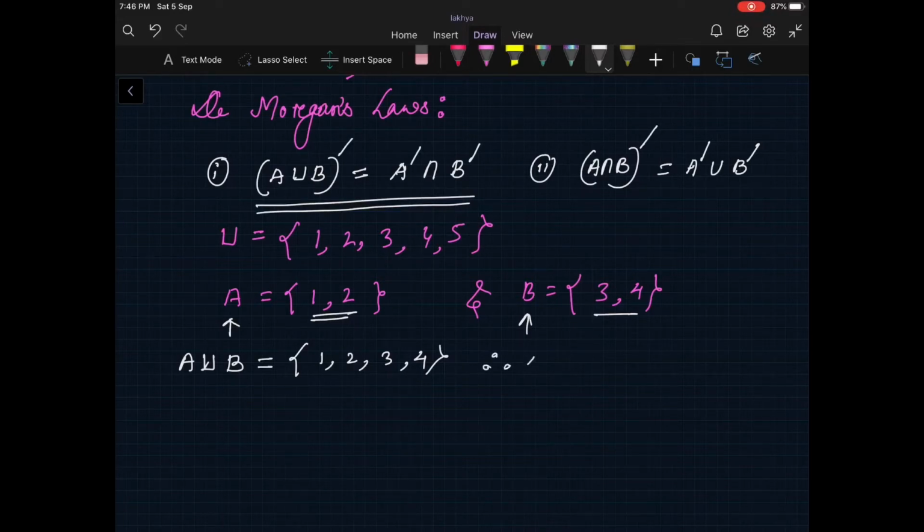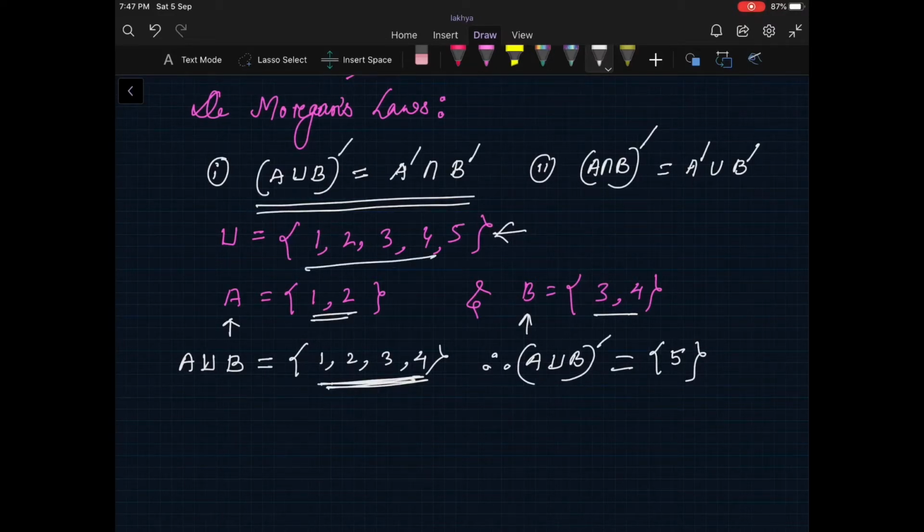Then what will be the complement of A union B? The complement of A union B must be the set obtained by eliminating all the elements in A union B from the universal set. If you eliminate these elements from the universal set, then you will get 5. So this is the set complement of A union B.